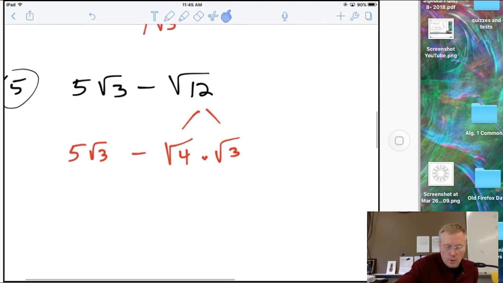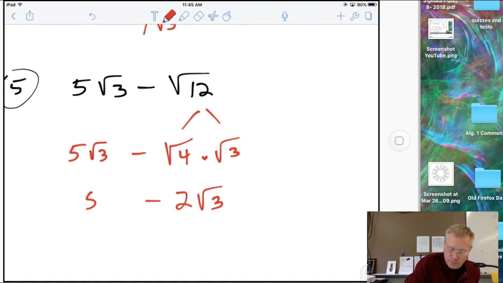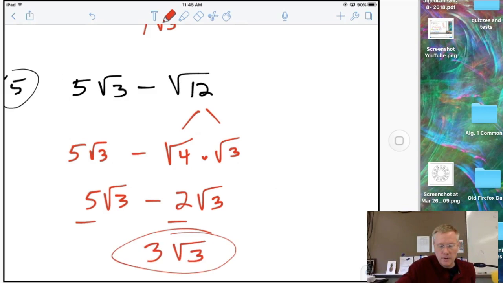Now the square root of 4 is 2, good old regular 2. So I broke that square root of 12 up into 2 square roots of 3. Now I've got 5 square roots of 3 minus 2 square roots of 3, and that I can actually combine. Simply subtract the 5 and the 2 and get 3. Keep the square root of 3 as it is. And that's the answer, okay?